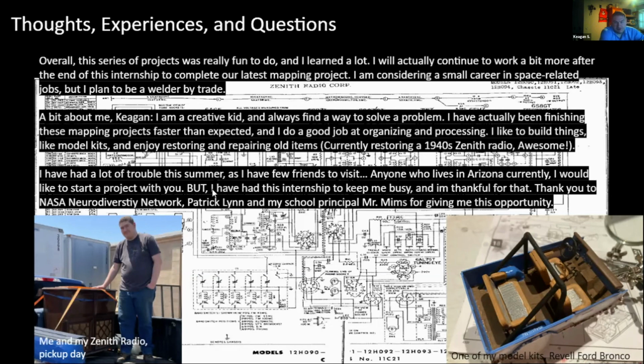I've had a lot of trouble this summer as I have few friends to visit. Anyone who lives in Arizona currently, I would like to start a project with. But I have had this internship to keep me busy, and I'm thankful for that.